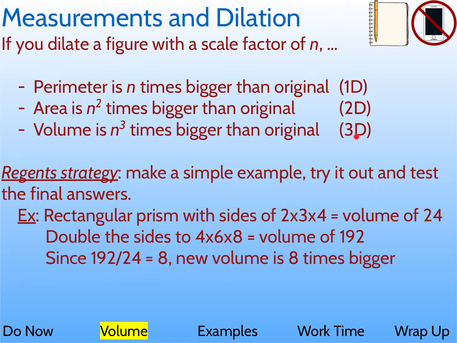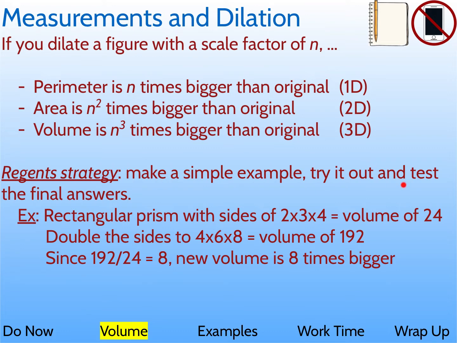And likewise, since volume is a three-dimensional measurement, you would raise it to the third power, and the volume is n cubed times bigger than the original. So again, if our scale factor was 3, you could do 3 cubed, the volume would be 27 times bigger than the original. Now, strategy for the Regents.